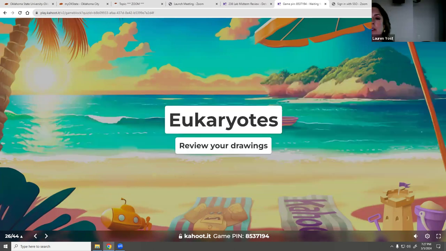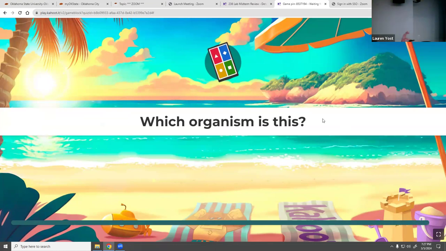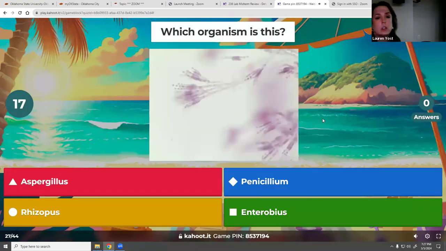All right, for the eukaryotes, I say review your drawings. Now, I'm told most people ask what's going to be in the eukaryotes, so I'm going to tell you guys too. But which organism is this first?